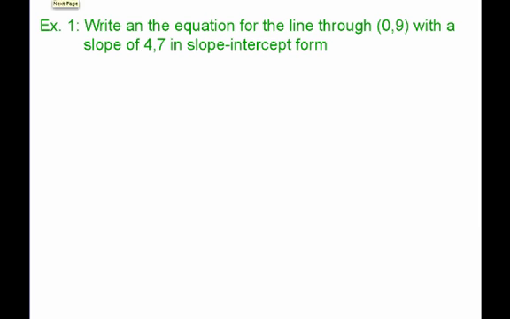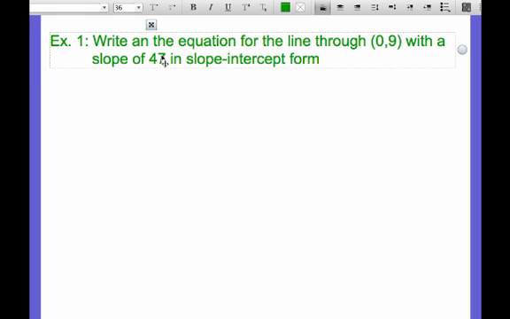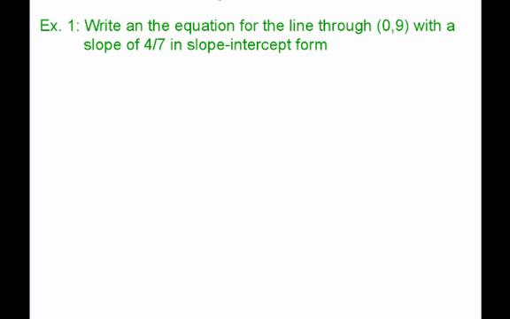Example 1 says write an equation for a line through (0, 9) with a slope of 4/7. I don't know why it turned out as a comma. That should say 4/7 in slope-intercept form. So if we want to do this, we know that my m, my slope, is 4/7, and I have the y-intercept of (0, 9).